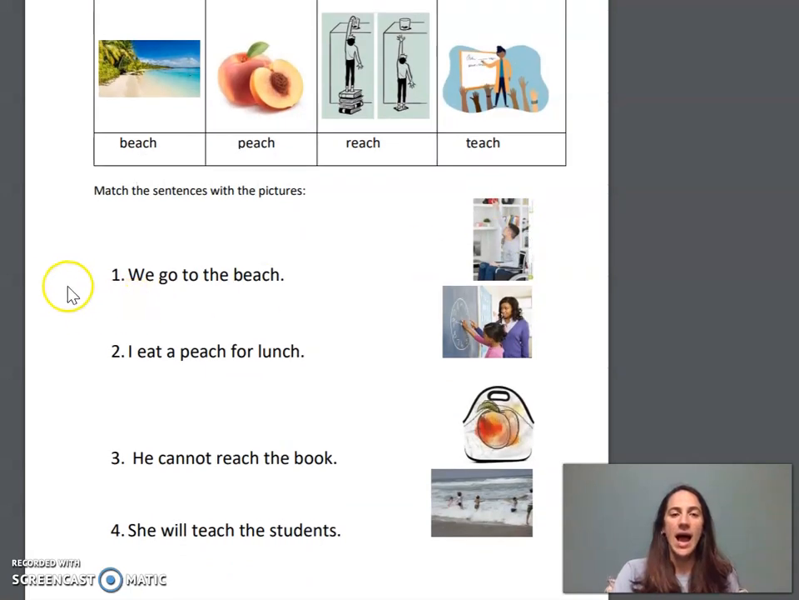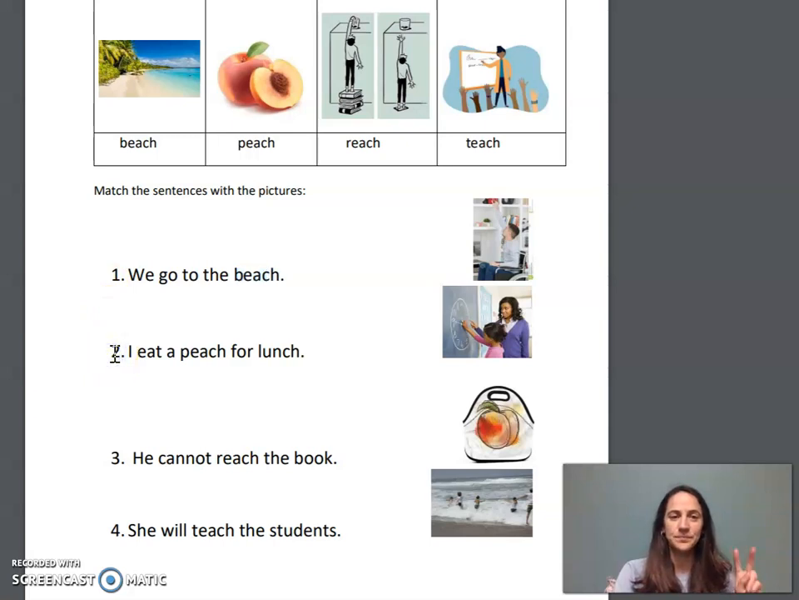Now I'm going to read some sentences, and I want you to find the each word. Then you can point or circle the picture that matches. Let's try. Number 1. We go to the beach. Where is the each word? Yes, here it is. Beach. Find the picture. Yes, here are people at the beach. We go to the beach.